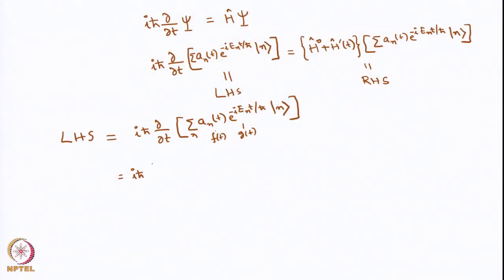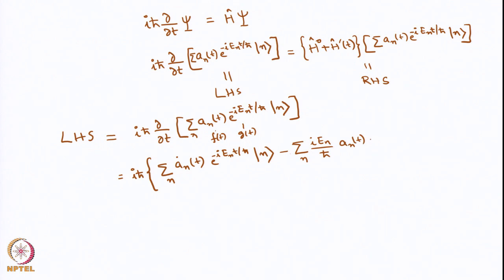So, when you take a derivative, you use the product rule, and so what you get is iħ. Okay. Now I will take the derivative with respect to t. So sum over n a_n dot of t e to the power of minus i E_n t by ħ psi_n, plus sum over n of minus i E_n by ħ a_n(t) e to the power of minus i E_n t by ħ acting on psi_n.